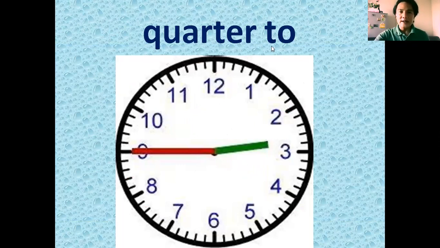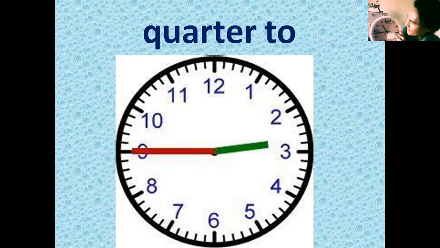Again, quarter to. For quarter to, the long hand is pointing to number 9. Again, the long hand is pointing to number 9. Do you see this picture? This long hand is pointing to number 9. Look at this clock.